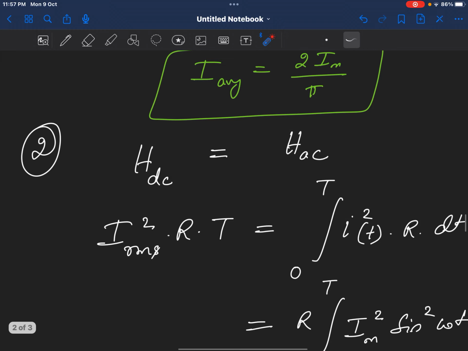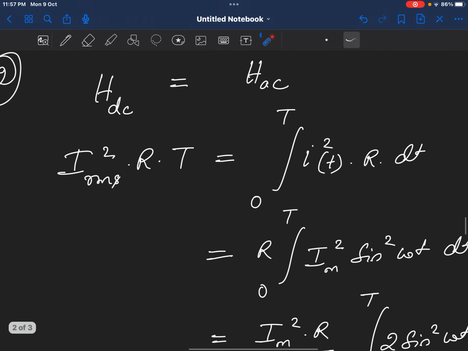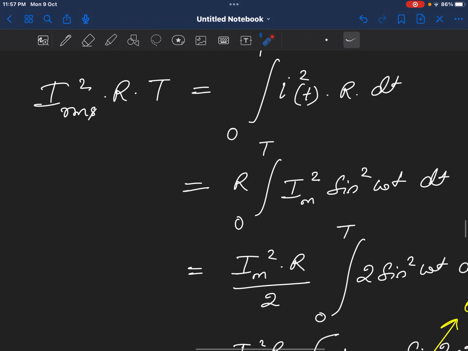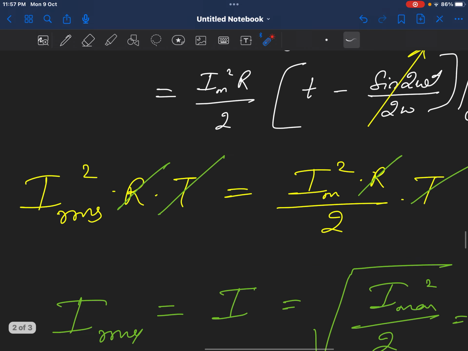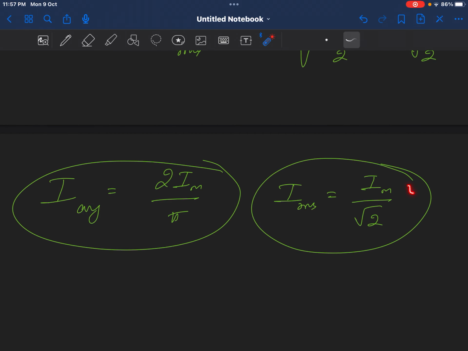At the time of finding the RMS current, we evaluate the heating effect, the amount of DC current that produces the same amount of heat as when AC current flows. So the AC current heat equation will be the integral from 0 to T of I square R dt. When you put this value, ultimately we get IRMS equal to Im by root 2 and I average equal to 2 Im by pi. Thank you very much.